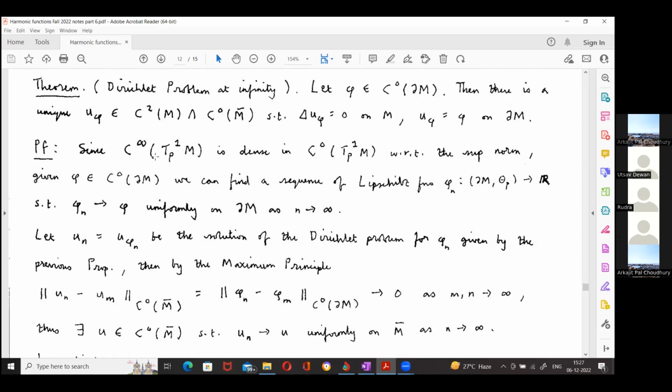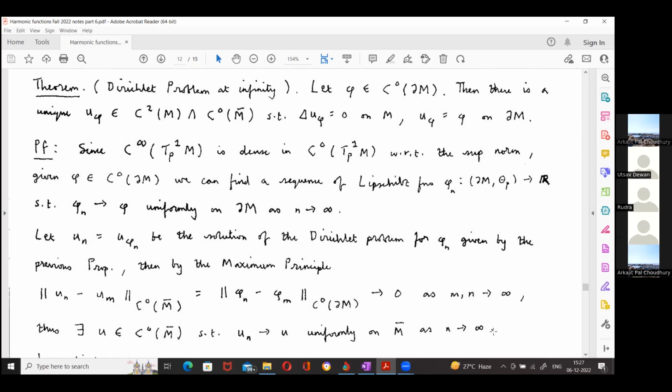Well, you approximate phi by Lipschitz functions, right? So the point is that smooth functions on the sphere T_p^1 M are dense in continuous functions on the sphere, and smooth functions are Lipschitz, right? So therefore, given any phi, which is a continuous function on boundary M, we can find a sequence of Lipschitz functions phi n on boundary M, which converge uniformly to phi on boundary M. Okay. So then for the Lipschitz functions phi n, we have a solution u sub phi n. Let me call that un.